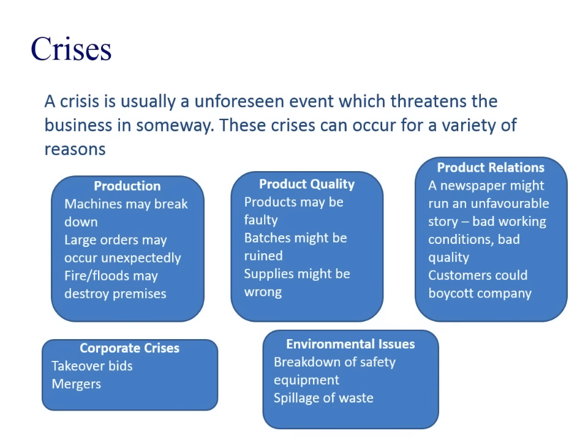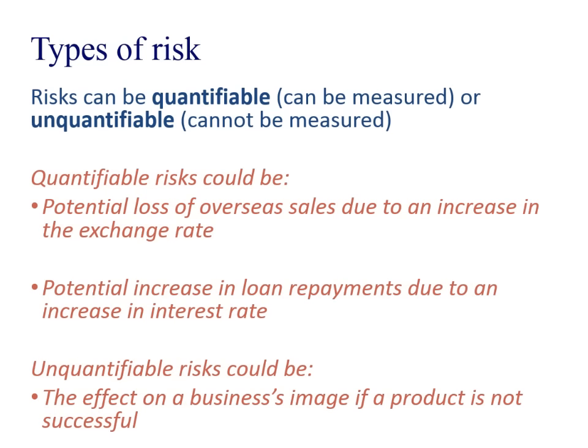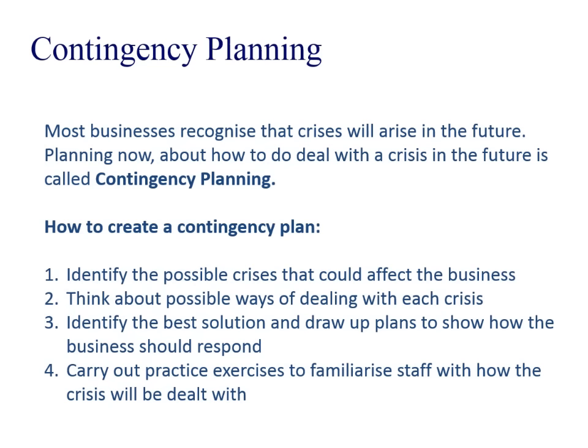It might not have been started by you, but it's going to affect you, or internally. So this links into Unit 3, so risks being quantifiable and unquantifiable. But contingency planning is basically planning now about how to deal with a crisis in the future. It's called contingency planning. And you'd go through some steps.